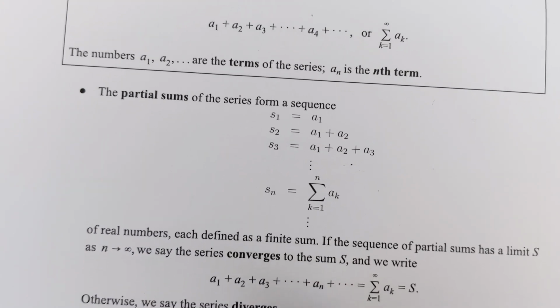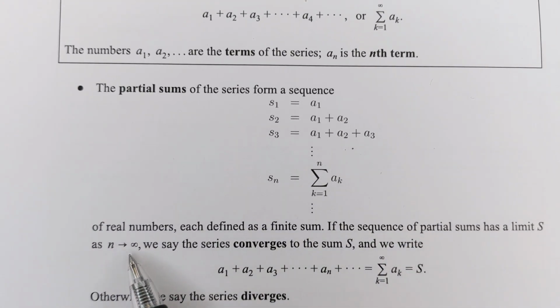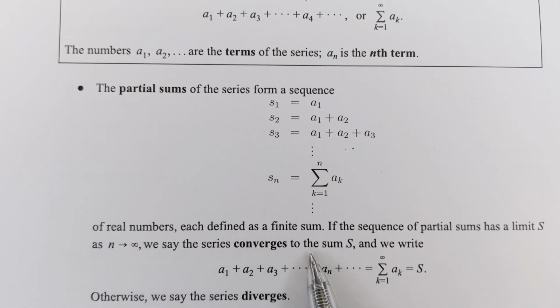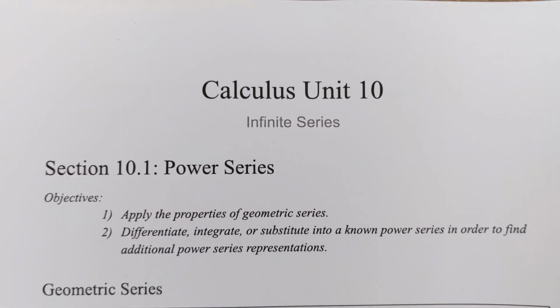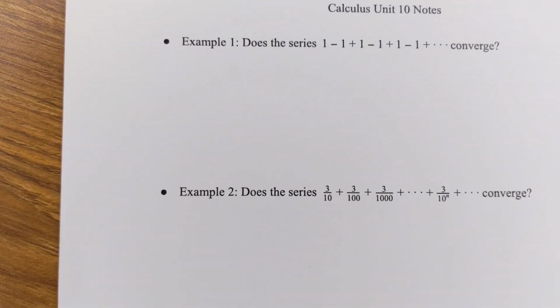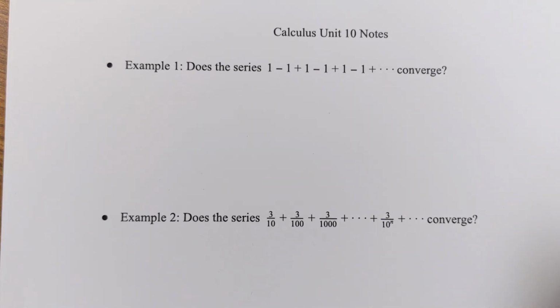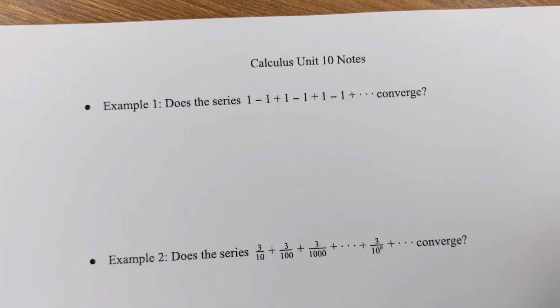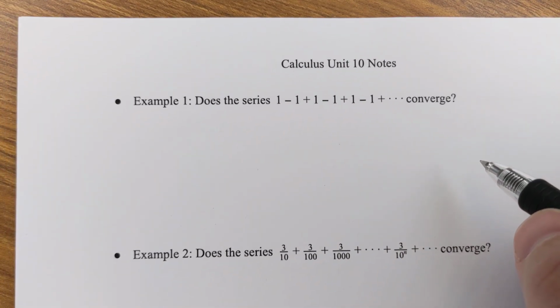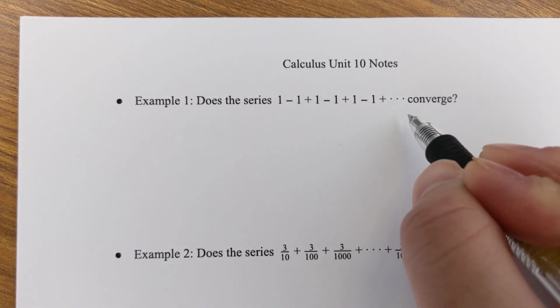If the sequence of partial sums has a limit as n approaches infinity, we say the series converges to the sum S, and we write this. Otherwise, the series diverges. Okay, so example 1. Does the series 1 minus 1 plus 1 minus 1 plus 1 minus 1, and so on, converge? So what we need to look at is the list of sums and see if they level out.